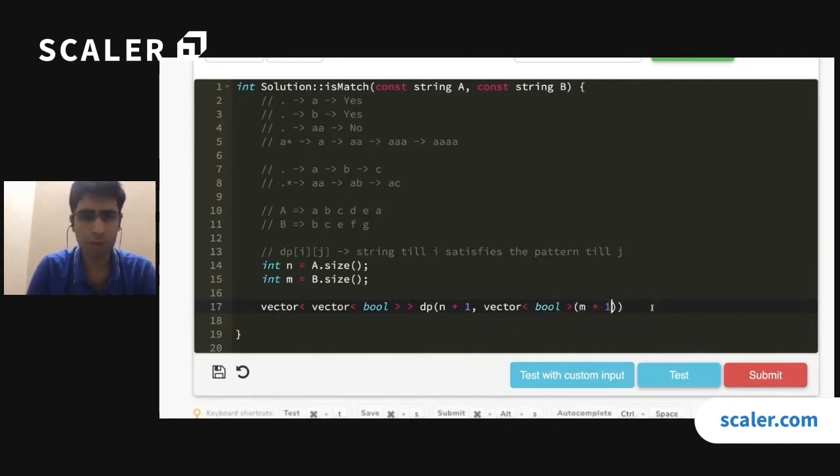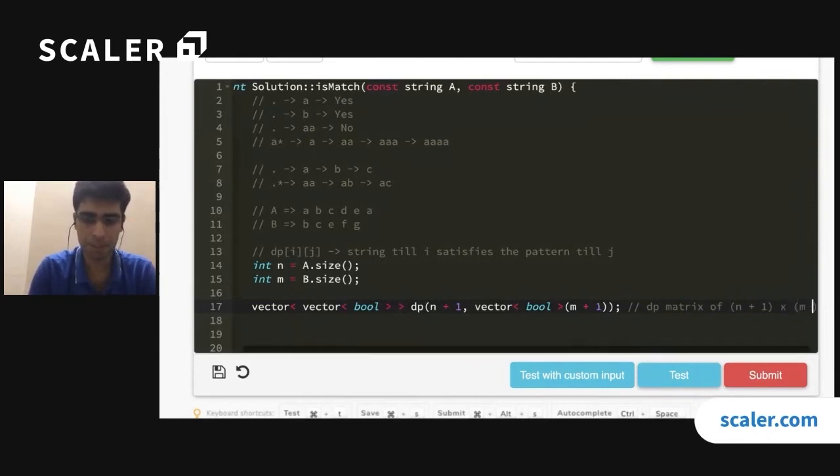For those who are not familiar with the C++ syntax, this is creating nothing but a DP matrix of n plus 1 cross m plus 1 dimension. Okay, this is doing nothing but this.